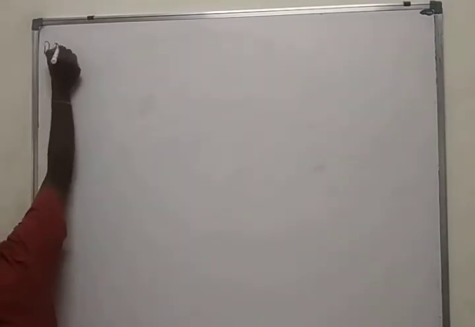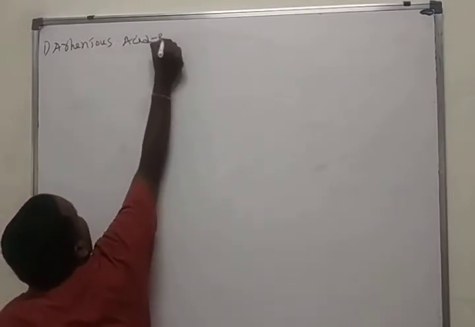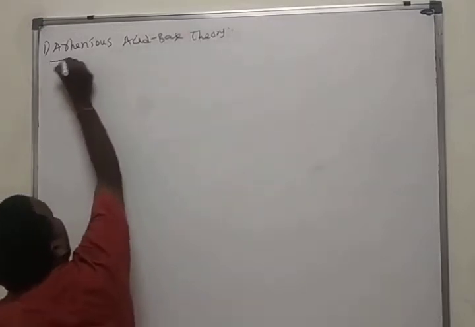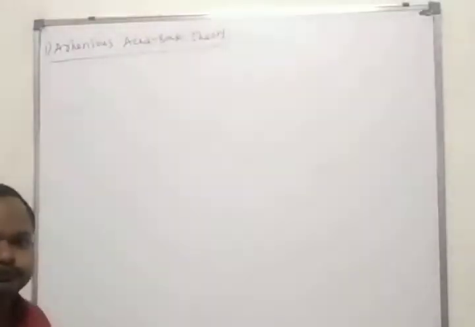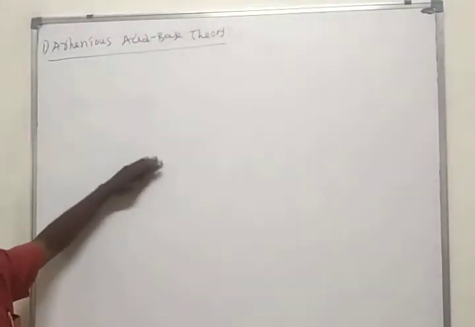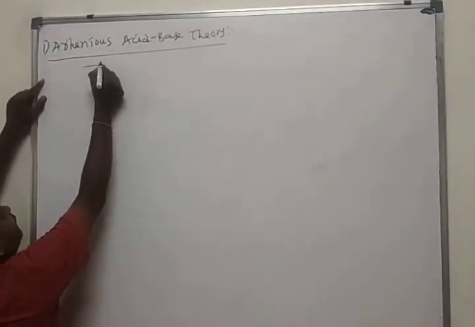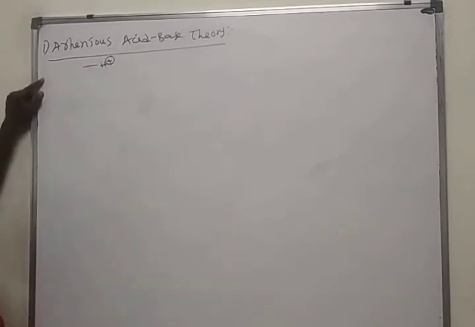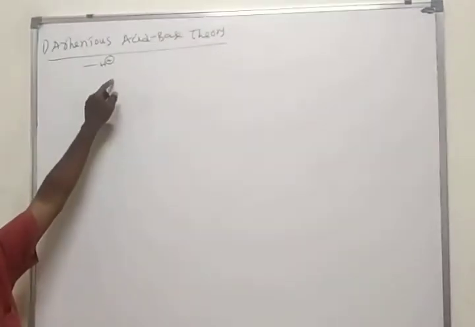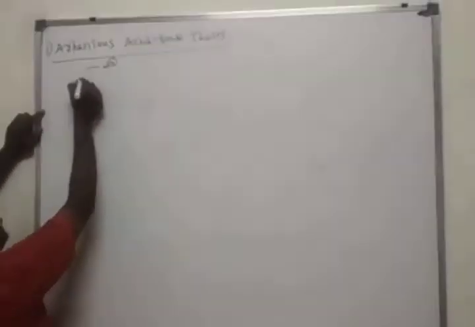First, the Arrhenius acid-base theory. According to the Arrhenius acid-base theory, the chemical substance which releases the H plus ion in aqueous solution is called an acid. Aqueous solution means water.